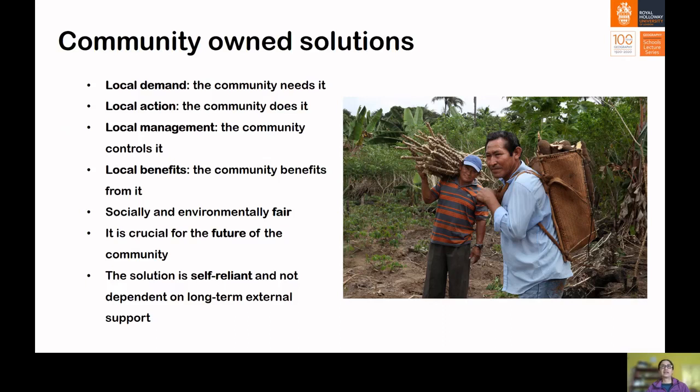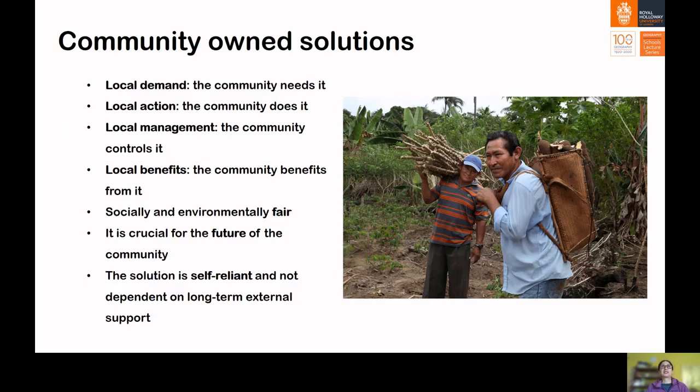When we think about these practices, in terms of the research that I've been doing, we look at these as what we call community-owned solutions. These are practices where the local community needs it, they do it themselves, they have control, or they make the decisions about these particular practices. They have local benefits. They are generally fair to both the environment, in that they look after the environment, and they also look after their communities. It's really crucial for the future of their communities. And importantly, they are solutions that are self-reliant and don't depend on long-term external support.